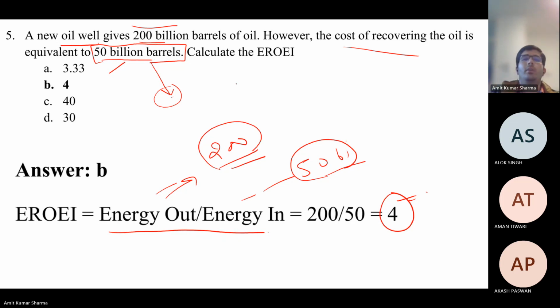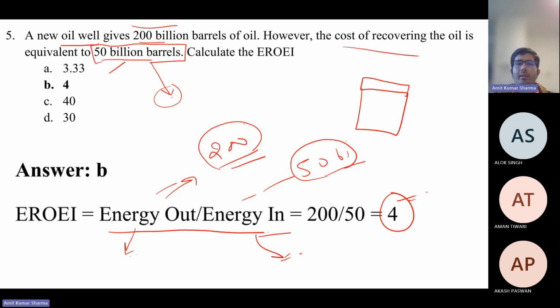Okay, so let me explain. Basically, the energy in means the energy invested, and the energy out is the energy available to you. Suppose you have an oil well. There is so much oil. You know that you can generate power from oil. You can convert the oil into petrol, diesel, and many other fuels.